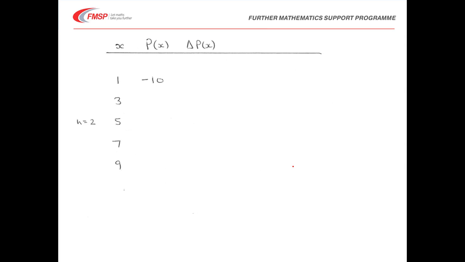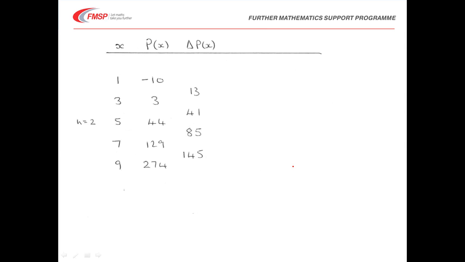So I fill in the y values and then work out the first difference. So 3 take away negative 10. You always do the value that's lower in the table, take away the one that's above it. So 3 take away negative 10 is 13. 44 take 3 is 41. 129 take 44 is 85. And 274 take 129 is 145.